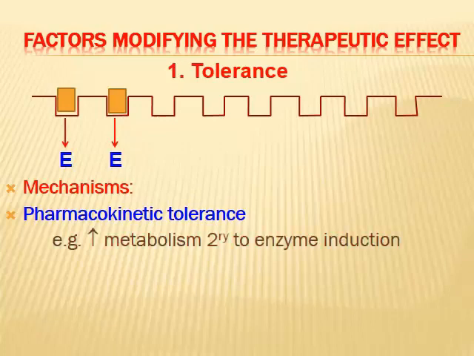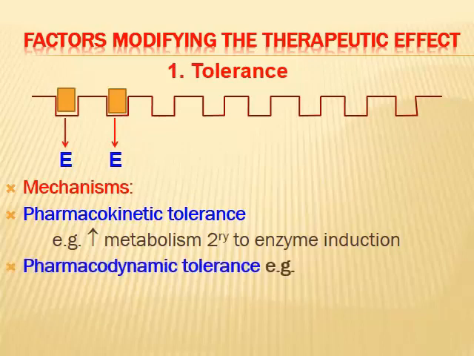One of the most important causes of this reduction is induction of the hepatic cytochrome P450 oxidase enzyme, with subsequent increase in phenytoin metabolism. The second is the pharmacodynamic group, which means that the drug fails to induce its usual effect, although the concentration of the drug that reaches the receptors is the same.